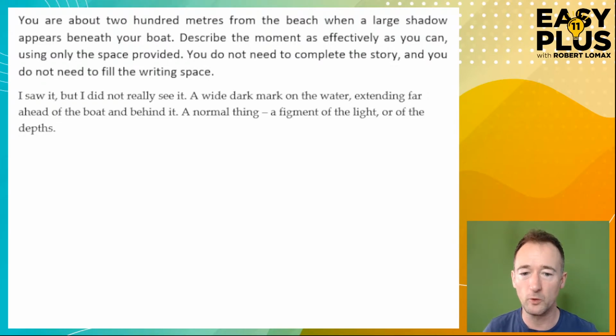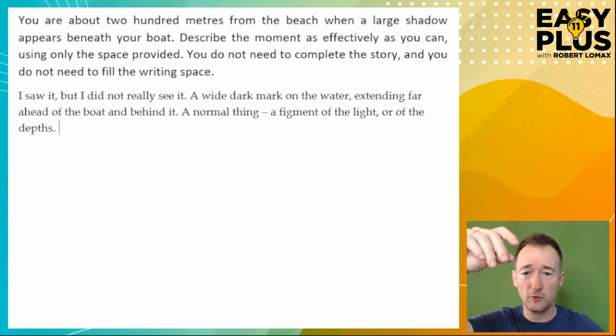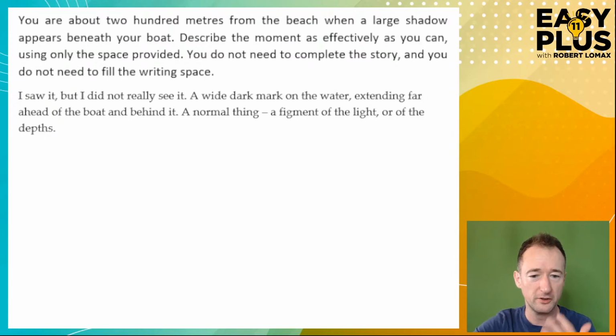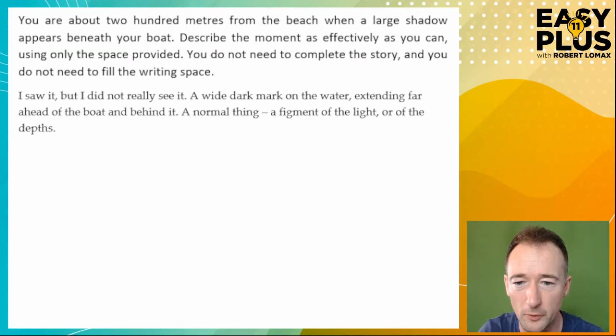What they saw was that the water was dark in that area, a big area, just in a normal way, something created by the way the light shines down or the way that there's some kind of darkness from below, you know, a deeper bit of the sea or whatever it might be. We're a couple of hundred yards out from the beach, so the seabed will still be having some influence on the darkness of the water, figment of the light or of the depths. Okay, so if you didn't really see it, what do you do? You look down, you see the shadow, but you don't really register it consciously.